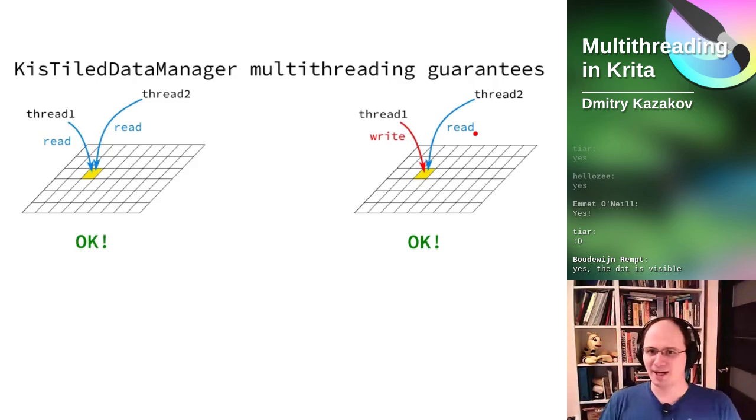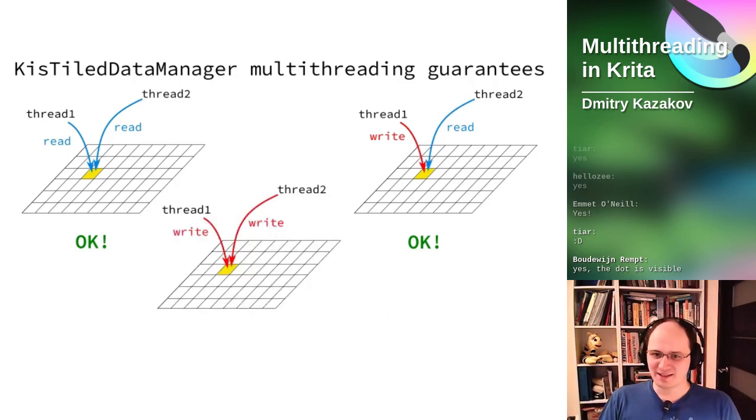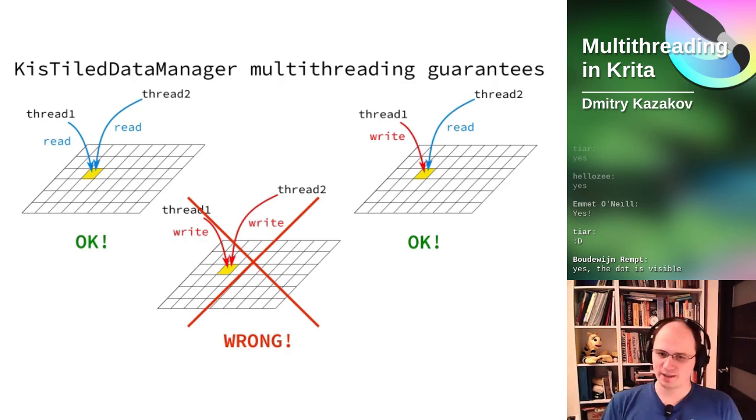That's what we have, and that's what we use a lot. So you should not be scared about that. And the last example is when two threads write into the same area. This state is completely invalid. No two threads should ever try to write into the same area, or specifically into the same pixel.